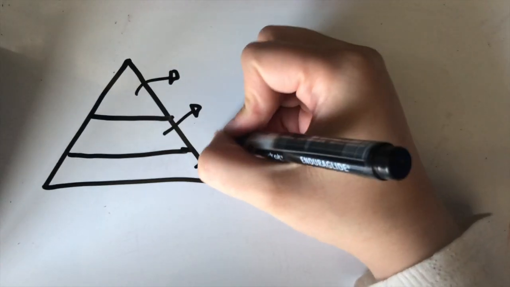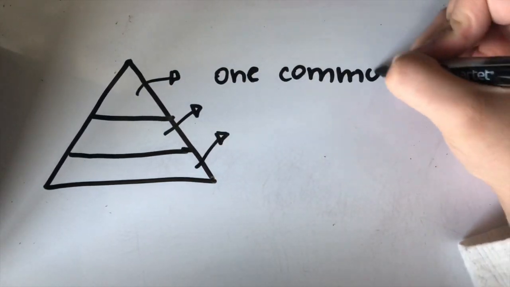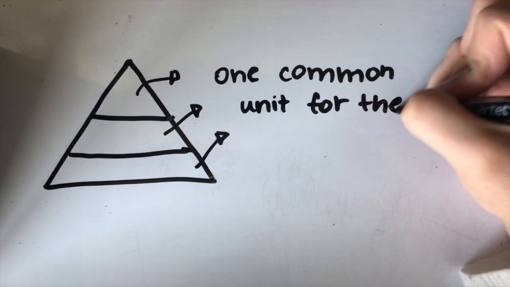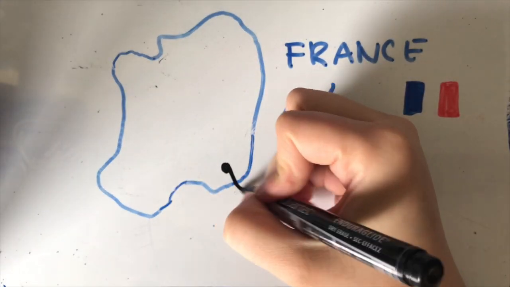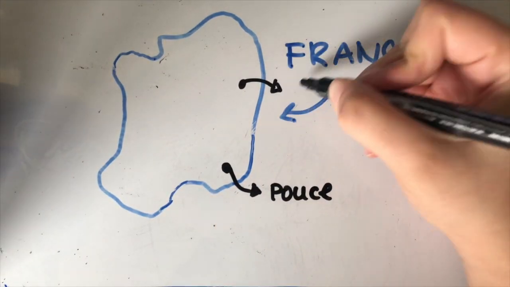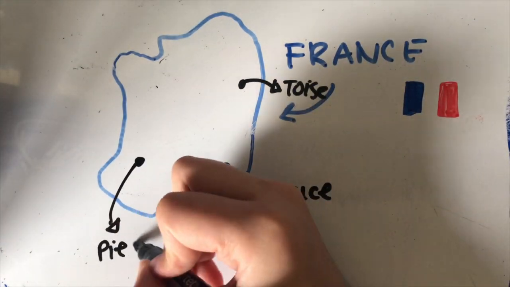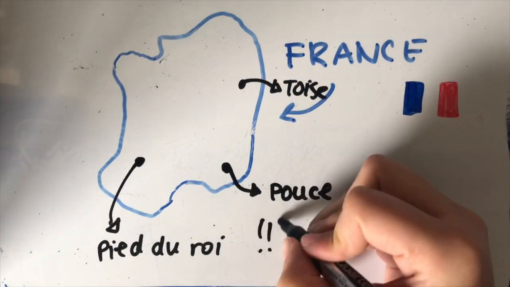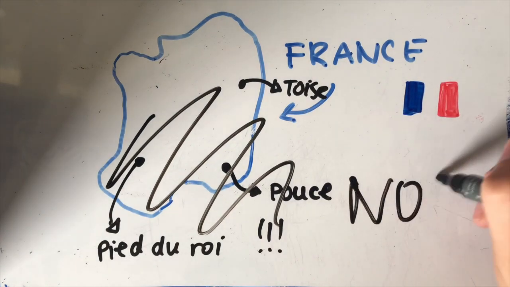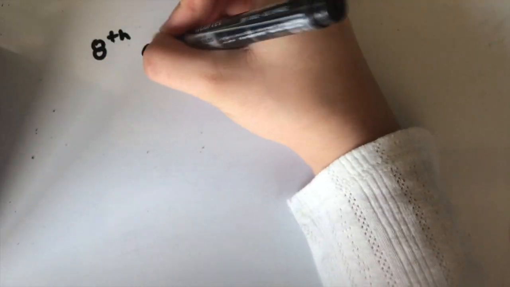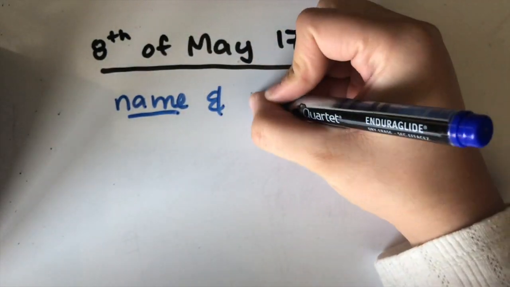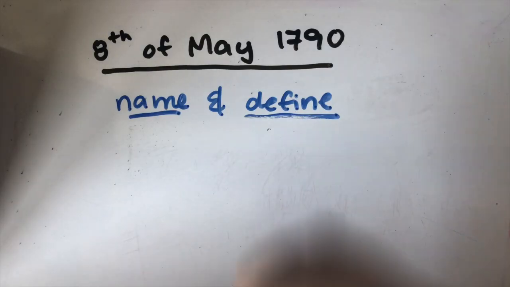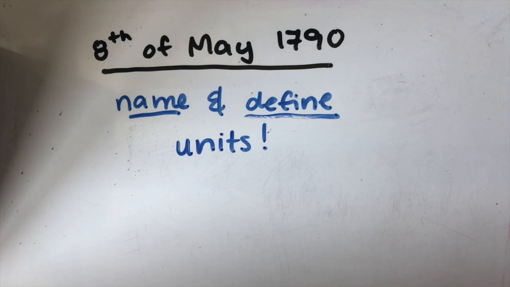At the assembly in 1789, every estate asks for a national and common measuring system. Members of the assembly actually recalled more than 800 measuring units being used at that time in France alone, so we can understand how that can be a problem. So, on the 8th of May 1790, the motion is adopted and French scientists have the mandate to name and define the new and unified unit system.